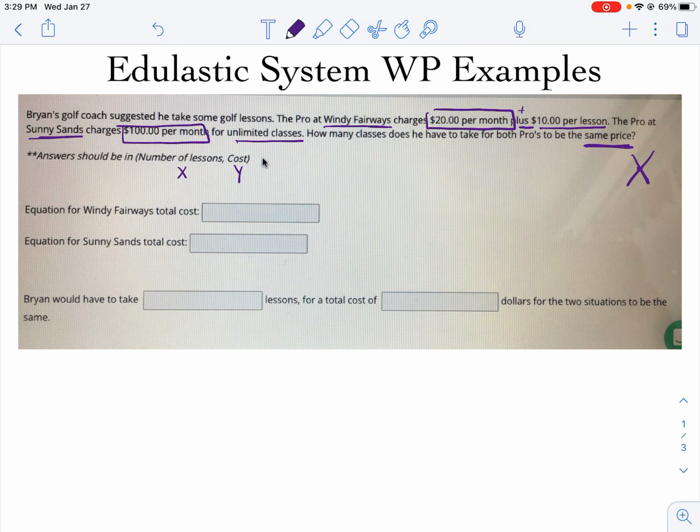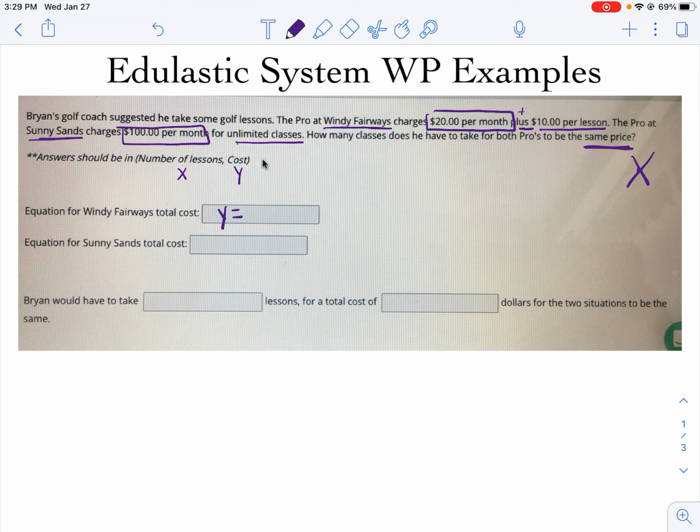So we know that y has to equal what we're charging per lesson, which is $10. So 10x, and then what our initial fee is, no matter if we take a lesson or not, just to have that membership there, is $20.